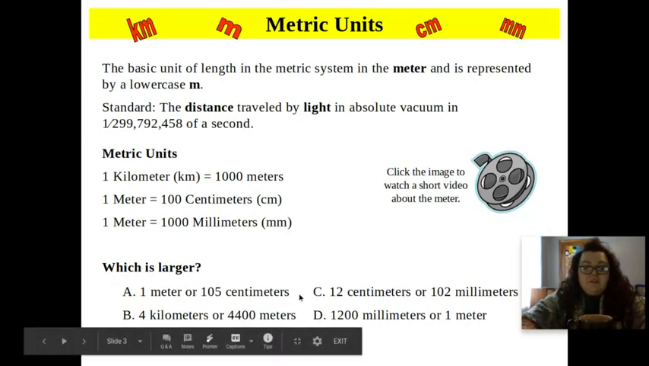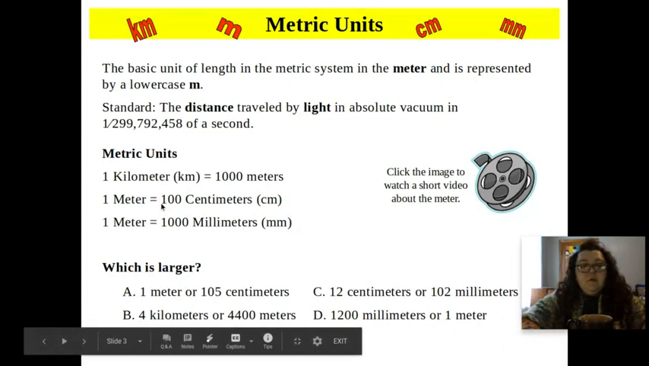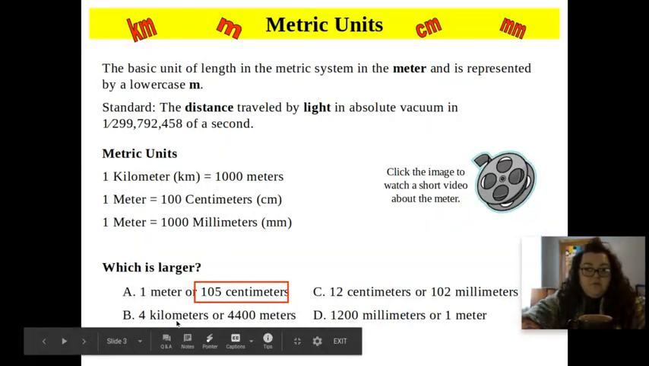So, down at these questions here, which one's larger, 1 meter or 105 centimeters? If we look up here, we know that 1 meter is 100 centimeters. So we could replace this with 100 centimeters or 105 centimeters. Clearly, this one is larger. And then on B, where it says 4 kilometers or 4,400 meters. Again, we'll go up here. We know that 1 kilometer is 1,000 meters. So 4,000 meters or 4,400.